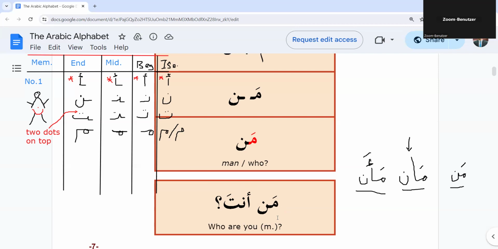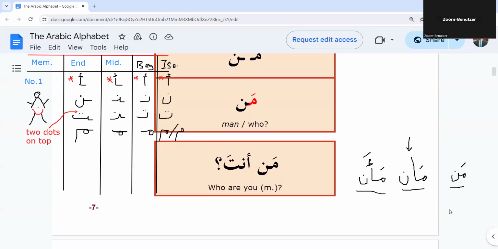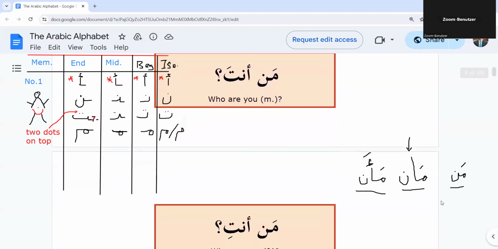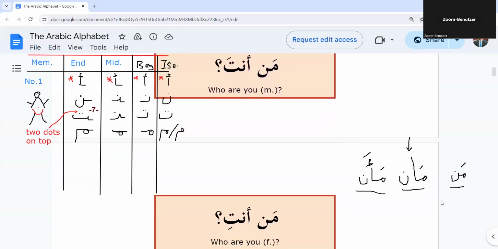Okay, so let's read. Man, man anta. من أنت. جميل. The noon and the ta with a fatha, so من أنت. It means who are you. من أنت. We don't have the verb to be, so من is who and أنت is you for masculine. What about this one? Min anti? No, man anti. من أنت, the meem has a fatha above it so it's ma, not mi. Great, so من أنت.